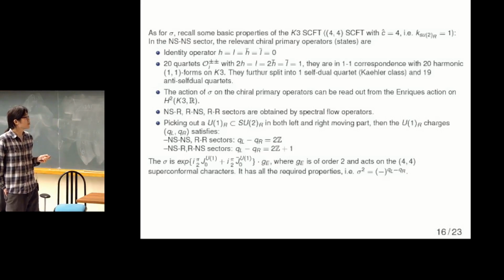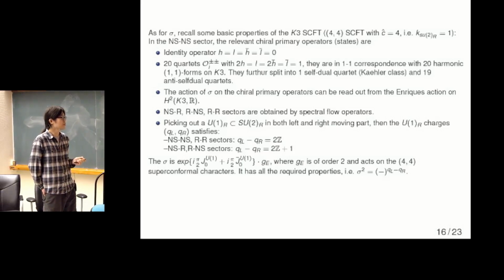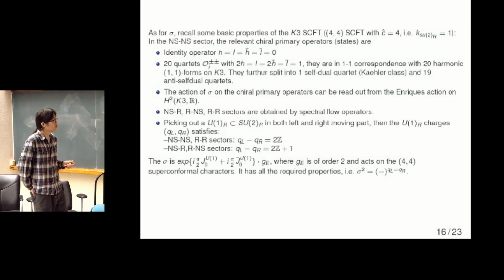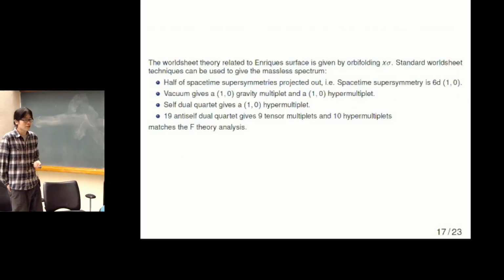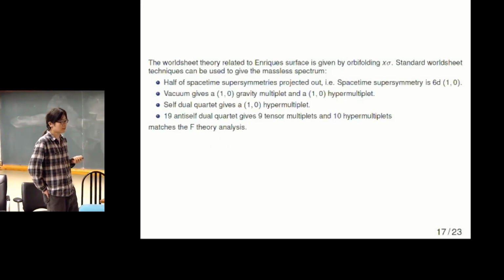And we can see that sigma is indeed the right Z2 action we are looking for. It has all the required properties. It squares to identity in the NS-NS and RR sector, thanks to the charge difference being an even number, and it squares to -1 in the NS-R and R-NS sector. Now we have pinned down the Z2 action on the worldsheet. All we need to do is orbifold by it and apply standard worldsheet analysis.